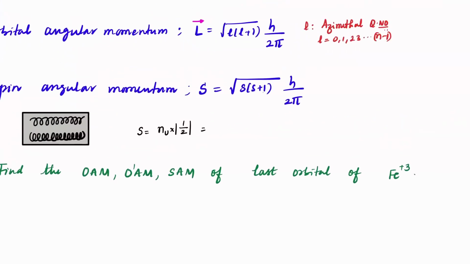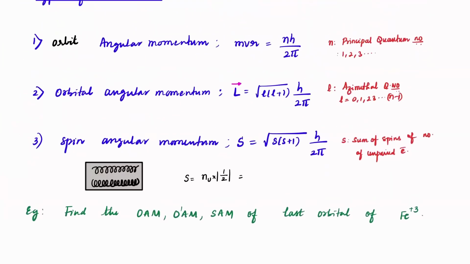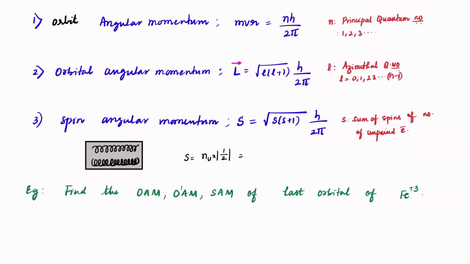Got it? So small s represents the sum of spins of the unpaired electrons. For example, usually how the JEE questions are asked: JEE questions typically use this terminology, that is orbit angular momentum, orbital angular momentum, or spin angular momentum.